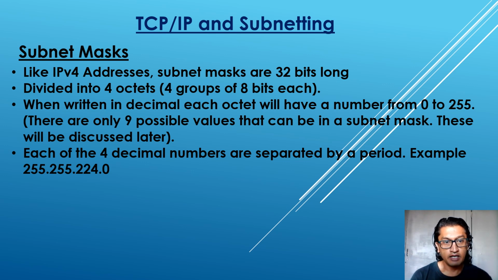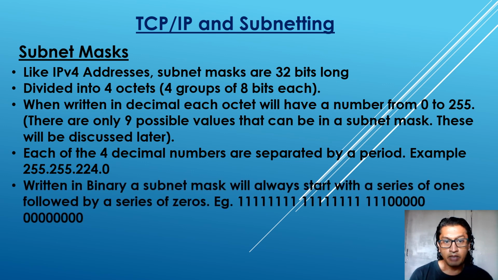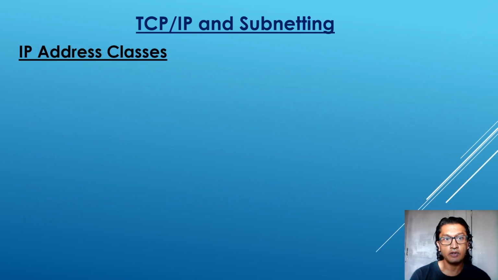For example, 255.255.224.0. Written in binary, a subnet mask will always start with a series of 1s followed by a series of 0s. Example is on your screen there. Please remember this. When you look at subnet masks, it will always be all 1s followed by all 0s. There will never be interspersed 1s and 0s. An IP address can have your 1s and 0s in any order, but your subnet mask will always have all 1s followed by all 0s.